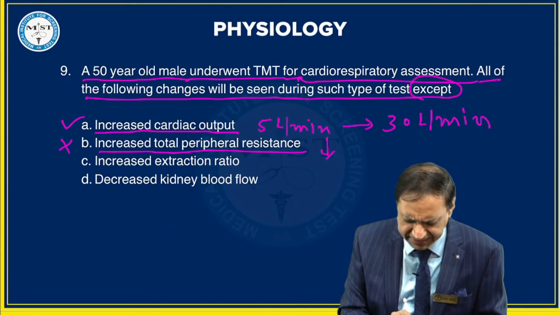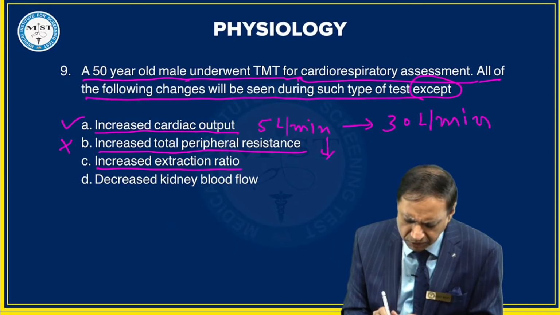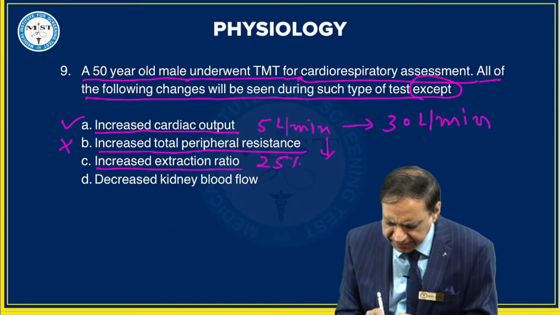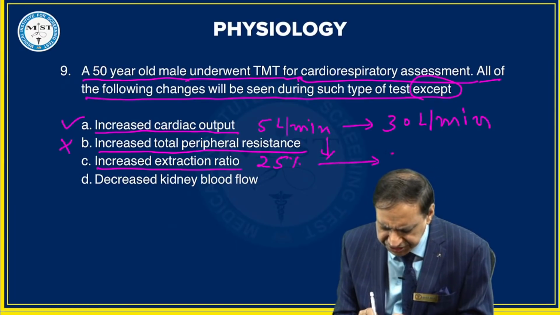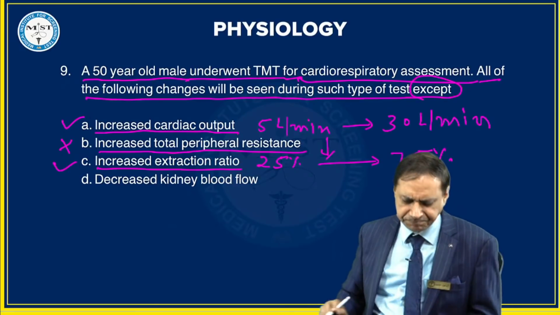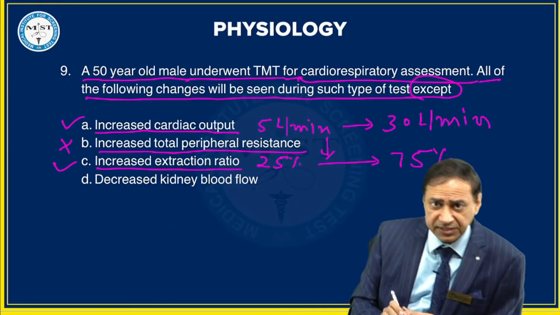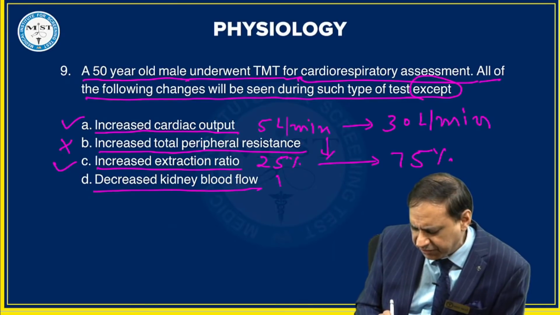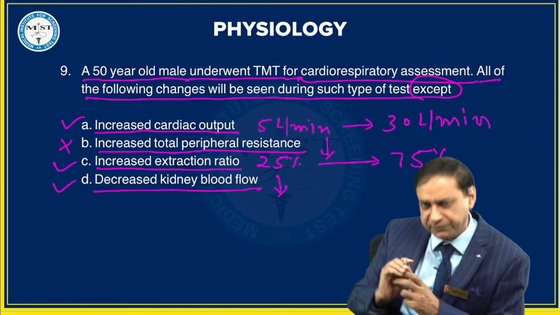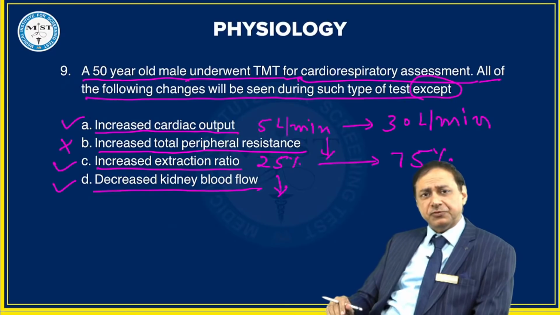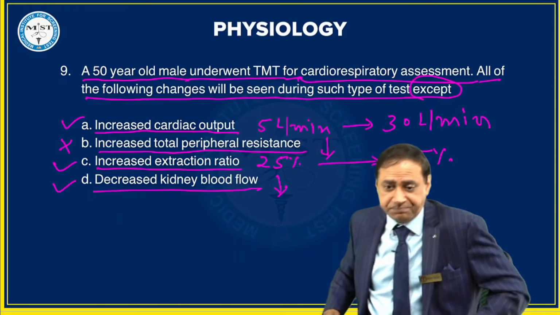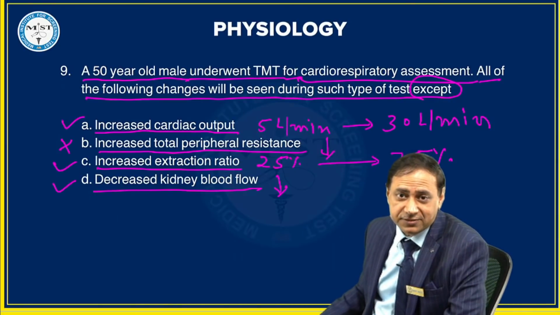Increased extraction ratio. Normal extraction ratio is 25%. In exercise in TMT, it can go up to 75%. Yes, this is fine. Decreased kidney blood flow. Yes, kidney blood flow will be reduced. So this is also fine. So what is the answer here? The answer here is B.